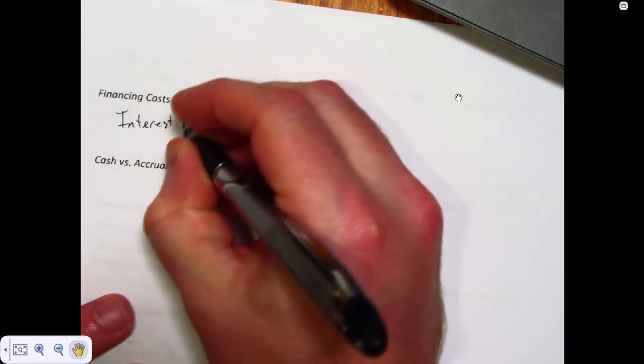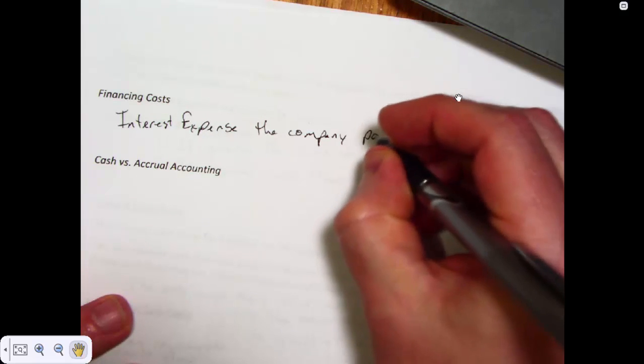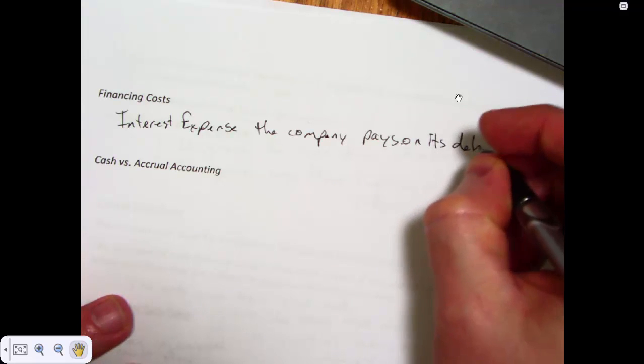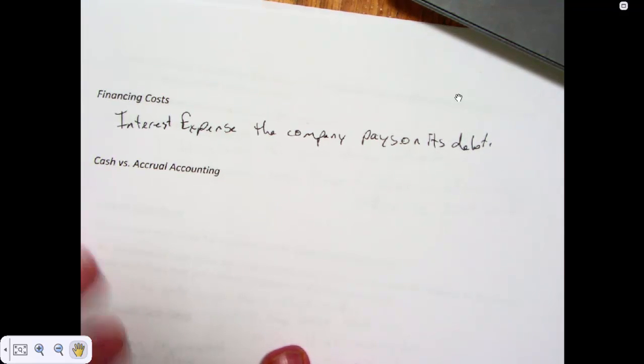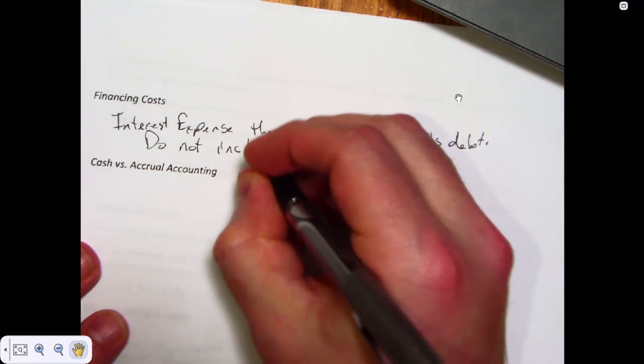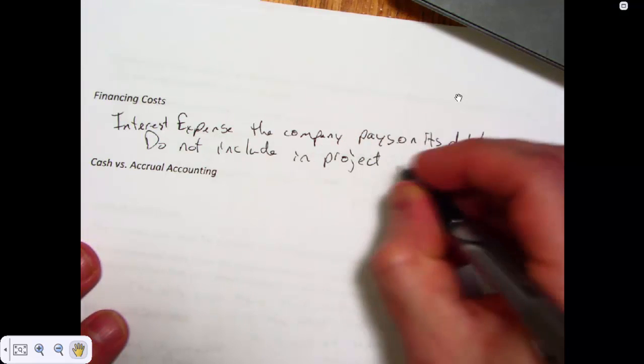On the next page, on page 9, we have financing cost. And so for financing costs, that's the interest expense the company is going to pay on its debt. We do not want to include this in our project cash flows. Do not include in project cash flows.